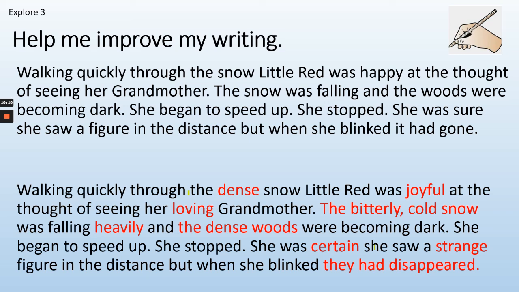That the snow was falling heavily. Instead of she was sure, she was certain, and she saw a strange figure. So not just a figure, and this is a strange figure. It's engaging the reader more. And instead of it had gone, they had disappeared. So that is how we edit our writing. We include more adjectives, more expanded noun phrases.